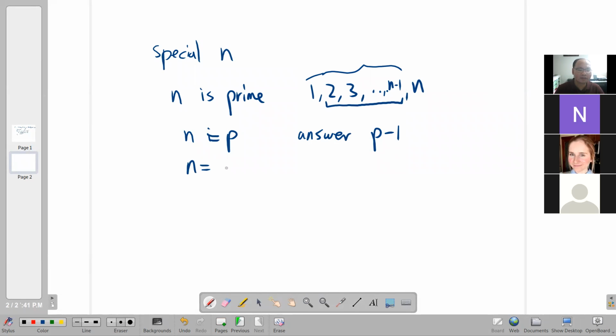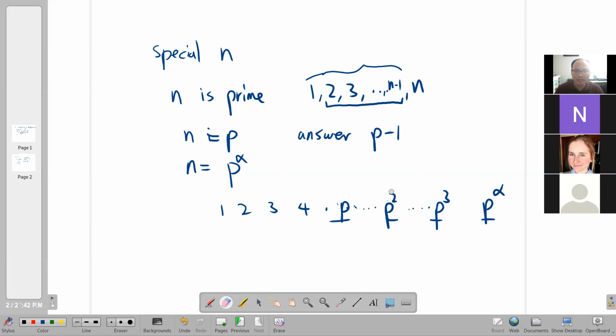Now the next simplest case is if n is some prime power, so it's p to the alpha. If you look at all of these numbers up to p to the alpha, the only ones that can have a common factor are other powers of the prime. Nothing else can have a common factor. Wait, what am I trying to say? That's not true. Sorry.